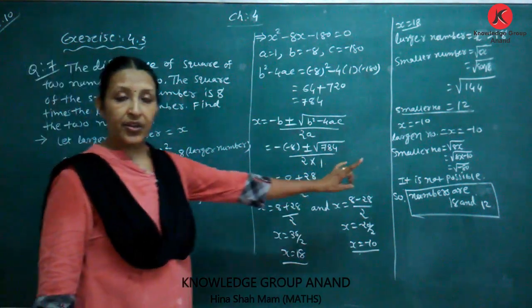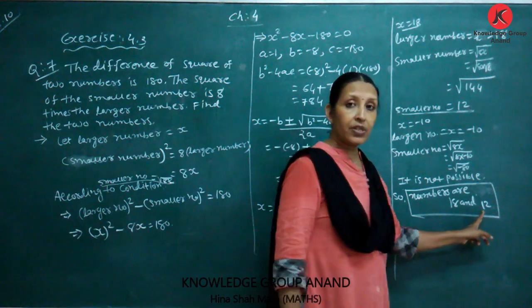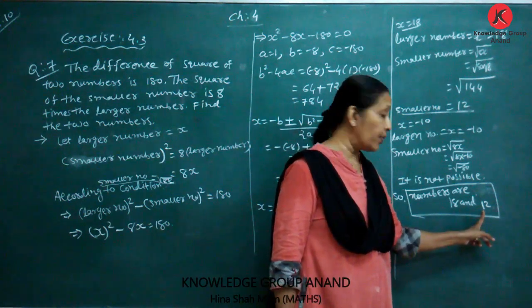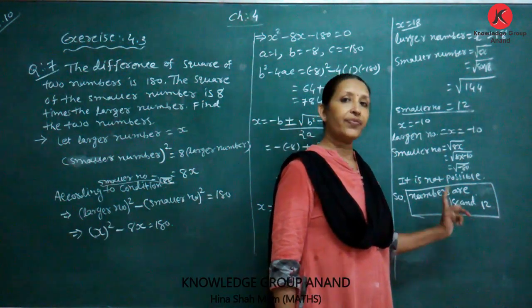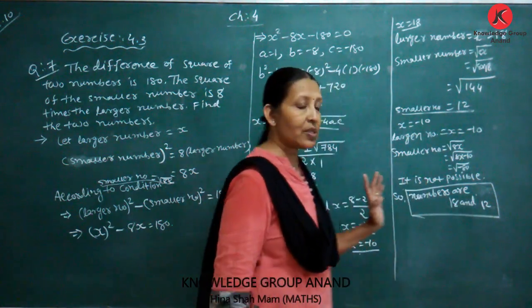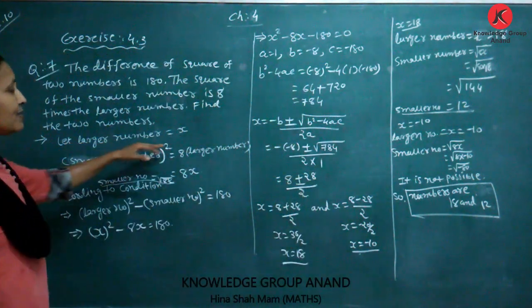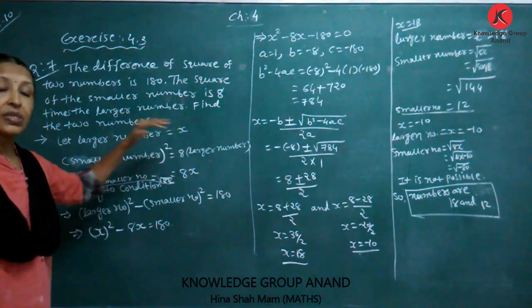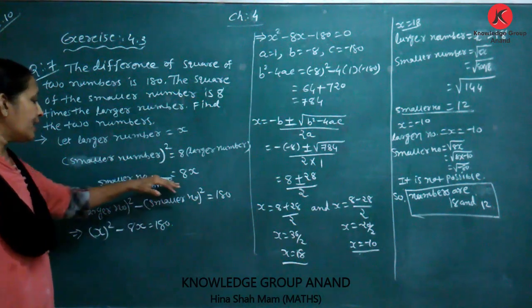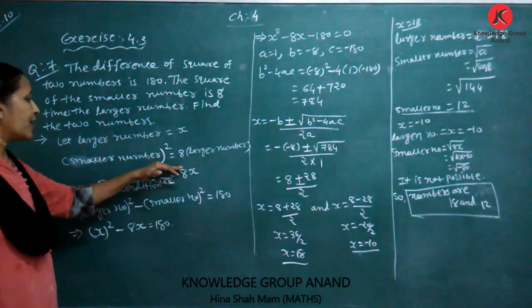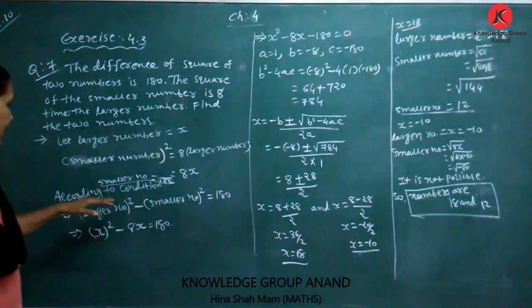Square of 18 is 324. Square of 12 is equal to 144, which is 8 times the larger number 18. 8 times 18 is 144. So our answer is correct. Here the larger number is equal to x. The square of the smaller number is 8 times the larger number, so the square of the smaller number is equal to 8x. Then the smaller number is equal to root 8x.